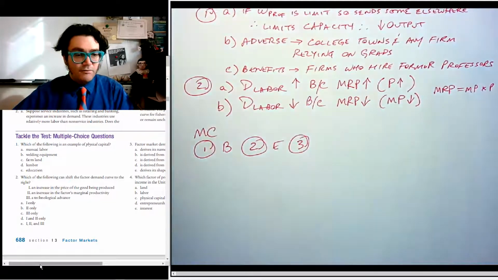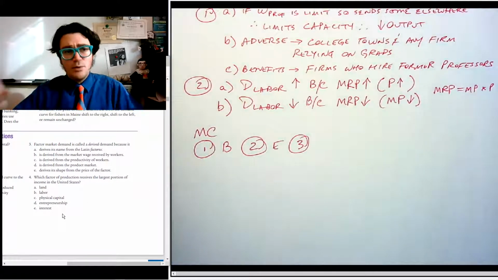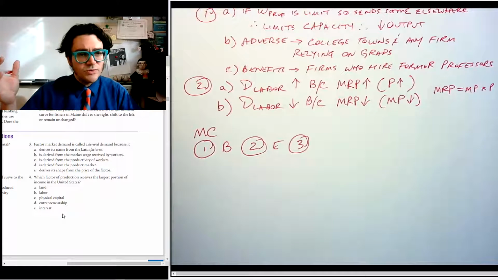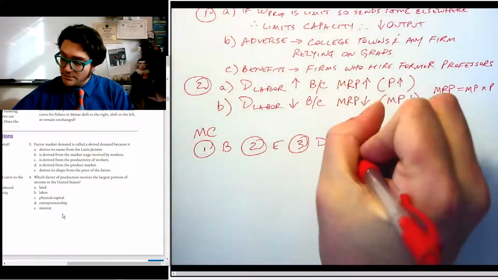Number 3, factor demand is called derived demand because it comes from the demand for the underlying product. So which one of those answers go with that? Derived from the productivity workers? No. Derived from market wage? No. Derived from product market? D.